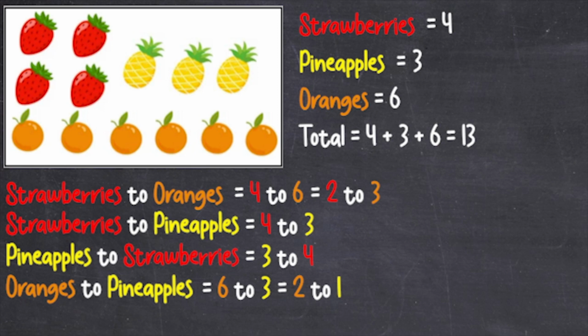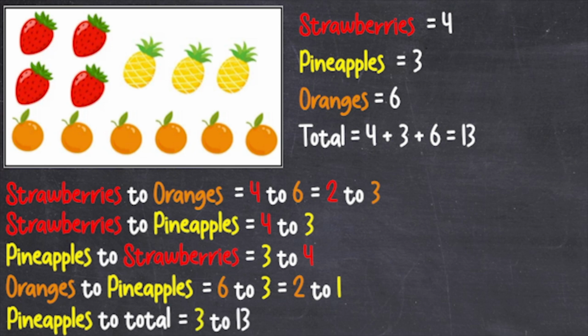The ratios that we've calculated so far are part-to-part ratios. The next two we need to find are part-to-whole ratios. Let's compare the number of pineapples to all the fruits we have. There are 3 pineapples and 13 fruits in total. So the ratio of pineapples to the total number of fruits is 3 to 13. This can't be simplified because 3 and 13 have no common factors.